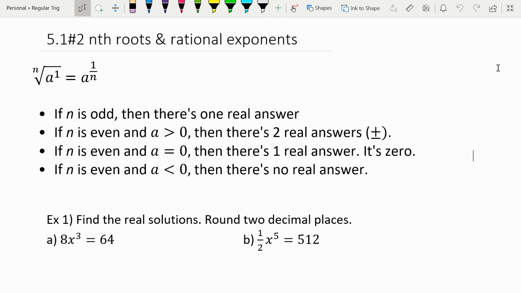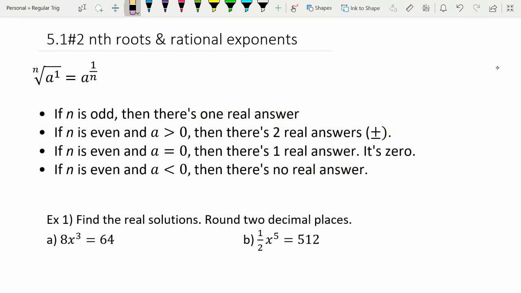All right, so continuation from the last lesson. This is section 5.1, second day: nth roots and rational exponents. Hopefully you recognize these things. Remember, if n is odd, if n is even, remember how many answers you're going to have: one real answer, two real answers. Just make sure you remember this, because it will come back again today.